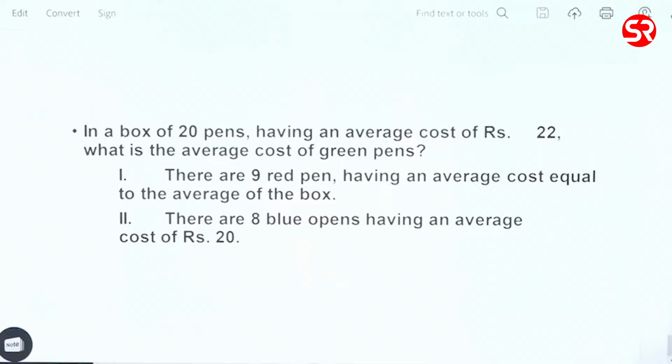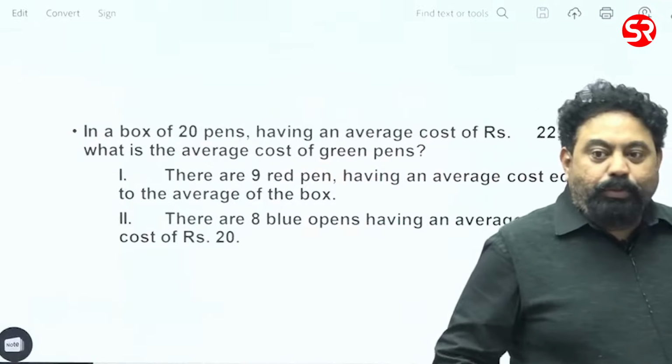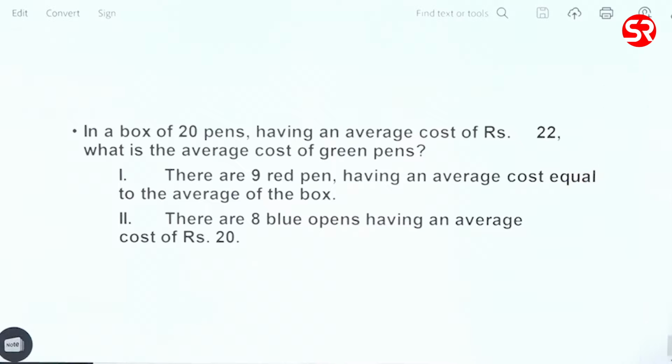First time I am seeing this class. When I started, I was in shambles because you were so poor, and suddenly you all started working so hard. And now again, you are not doing it in a proper way. I keep asking you to keep it in a proper way. Statement one: read it well, in a box of 20. There is a habit in a lot of students that you read so fast that you ignore things. Don't do it in CSAT. So it is very clear: in a box of 20 pens having an average cost of 22, what is the average cost of green pens? The average cost of green pens is asked.